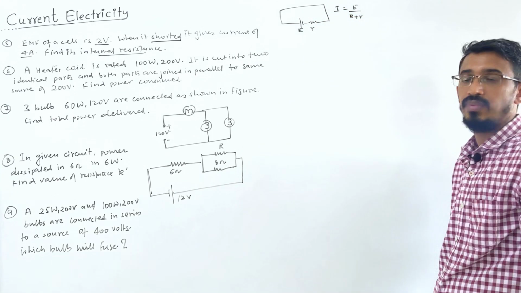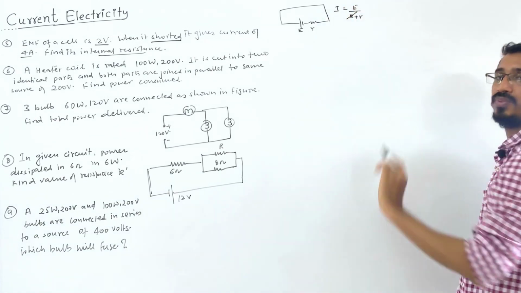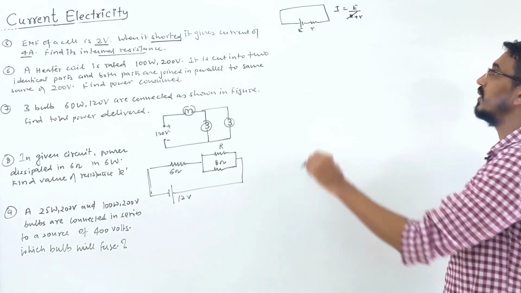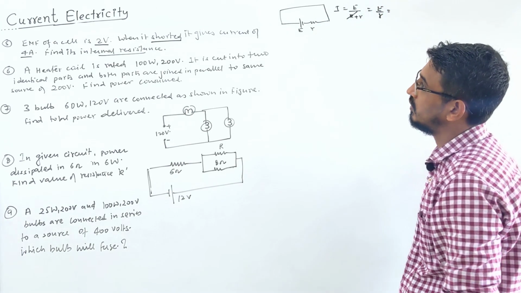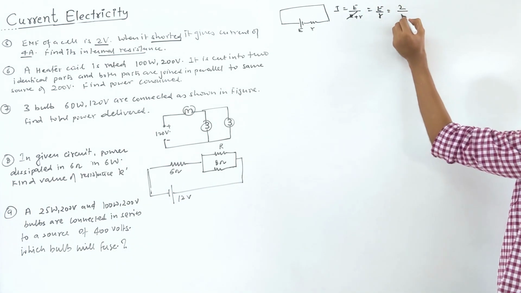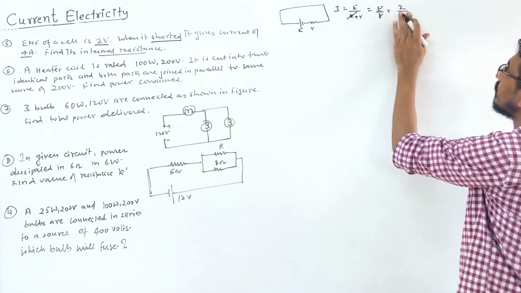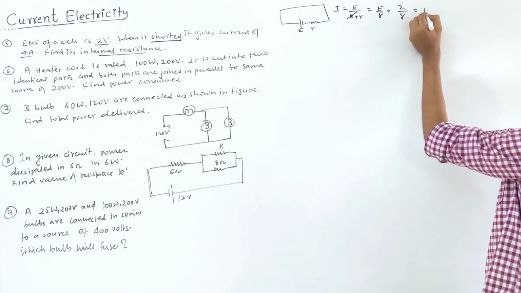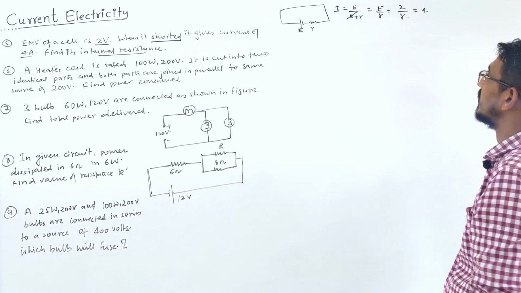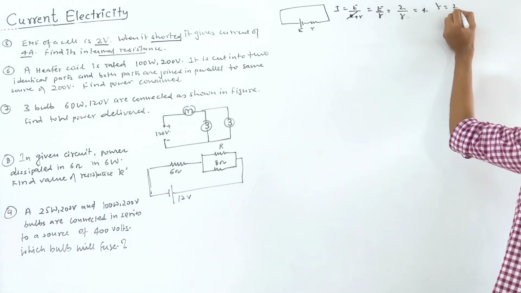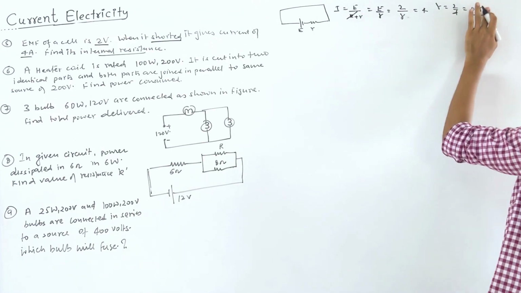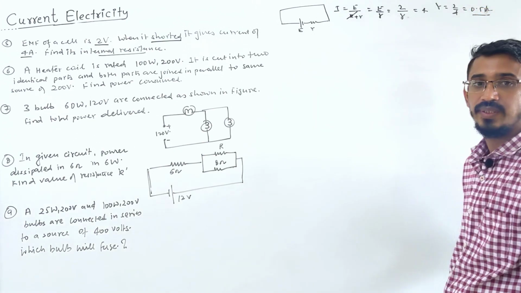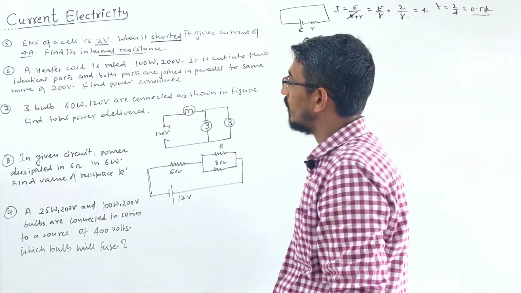But here R is 0 in a short circuit, so the current is E by r. E is given to you as 2 volt. The internal resistance is not known. Here the current is given as 4 ampere. They are asking what is the internal resistance. So that's your answer: 2 by 4 means 0.5 ohm. Okay, short circuit.